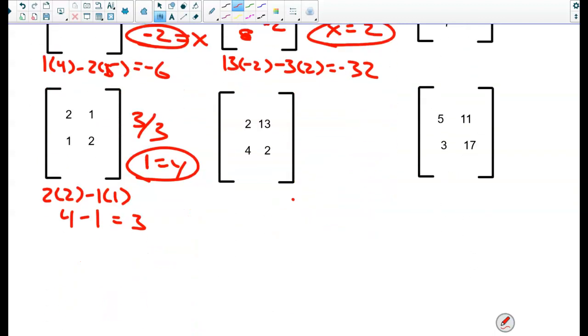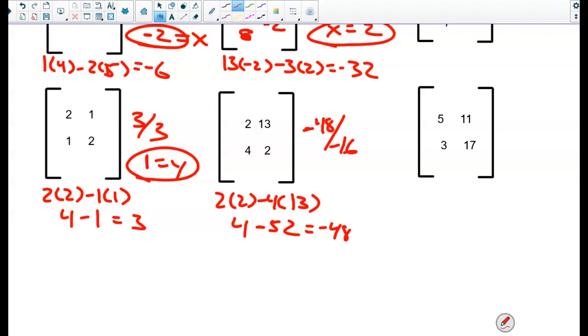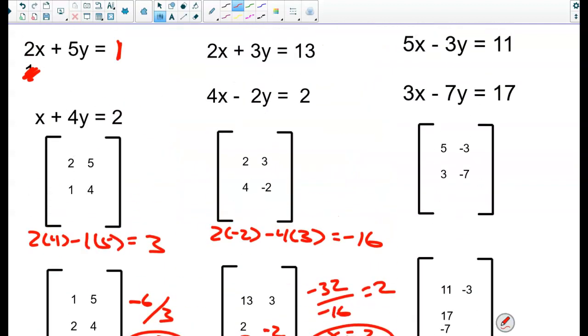And then my bottom one, 2 times 2 minus 4 times 13. We get 4 minus 52, which is negative 48. Negative 48 over negative 16, my y equals 3. So x is 2, y is 3. 4 times 2 plus 3 times 3. I'm sorry, 2 times 2 plus 3 times 3. That's 4 and 9 is 13. 4 times 2 is 8. 2 times 3 is 6. 8 minus 6 is 2. It should work out on every single level.